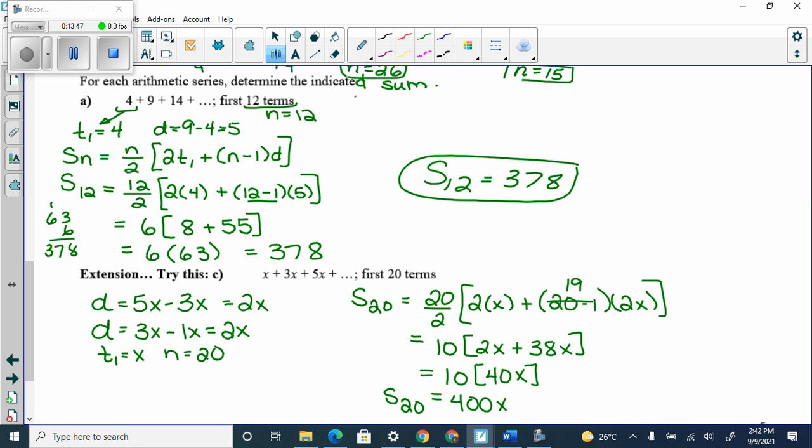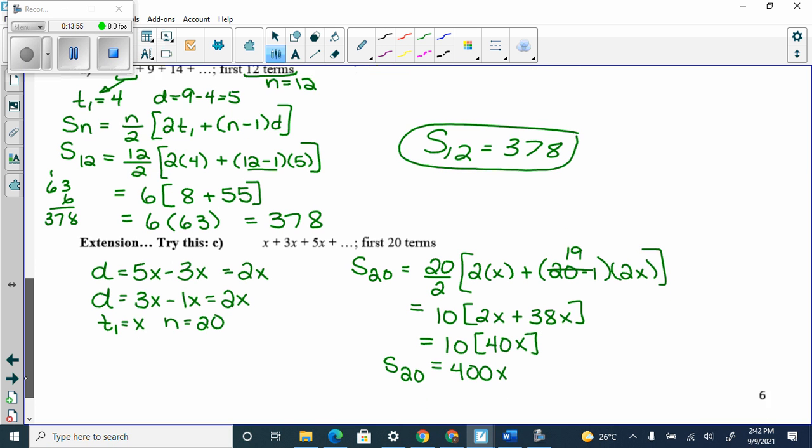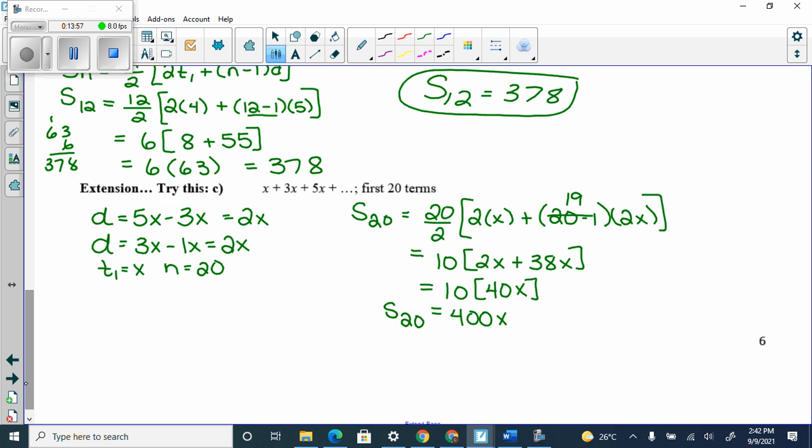Which it should be something and then x, because x plus 3x is 4x plus 5x is 9x. Like I'm just adding x's, right? So 400x seems realistic. When you're done, flip it over.